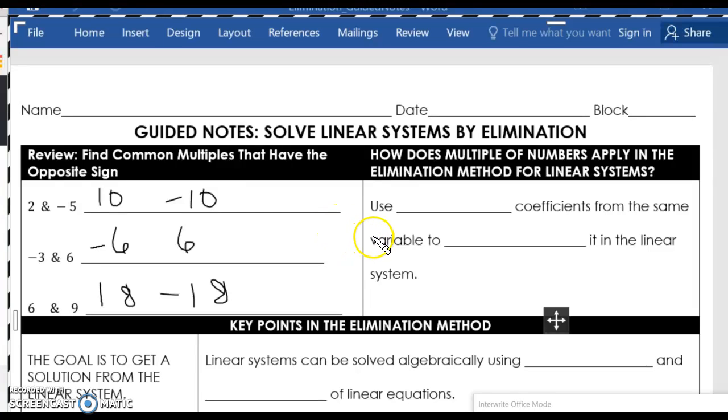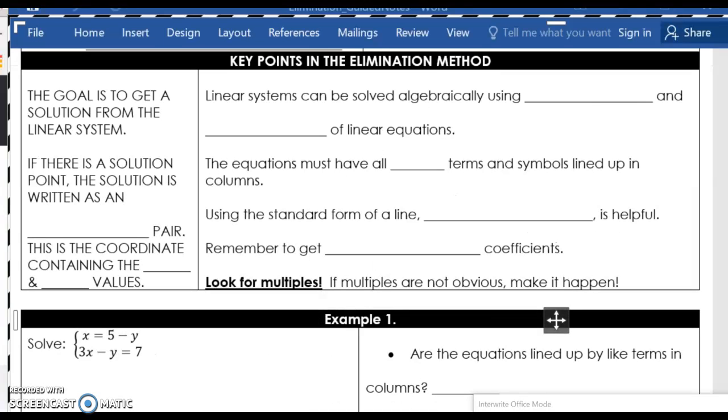I'm sure you're wondering how this applies to solving linear systems. When we're using the elimination method, we use opposite coefficients from the same variable to eliminate it in the linear system. Remember, our goal is to get a solution from the linear system. If there's a solution point, the solution is written as a what? That's right, an ordered pair, and it contains the x and y values where the lines intersect.